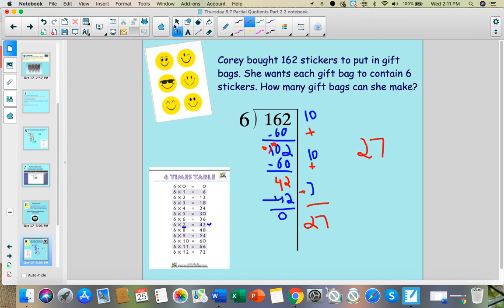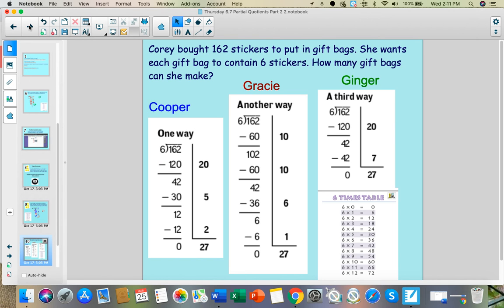Okay, so thank you for trying it. And now let me show you one more thing. Cooper, and Cooper's friends Gracie and Ginger, decided to do it different ways. Let me show you Cooper's thinking, Gracie's thinking, and Ginger's thinking. Cooper thought, I am going to be looking at the 6 table. I know this is in the hundreds, and these are all in the tens. So he thought 6 times 10 is 60.